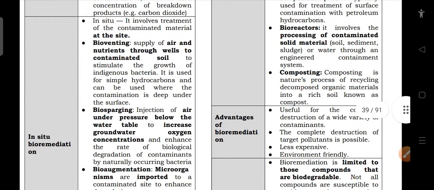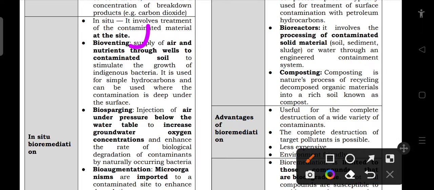Now, what is in situ bioremediation? This is a type. In situ means it involves treatment of the contaminated material at the site, like on site. If we treat them on the site itself, which is in situ. Bioventing. Bioventing is supply of air and nutrients through wells to the contaminated soil. So we are supplying through a pipe kind of thing, that is through well to the contaminated soil, which is bioventing. Why we are doing this? To stimulate the growth of indigenous bacteria. Then this will reduce the waste.